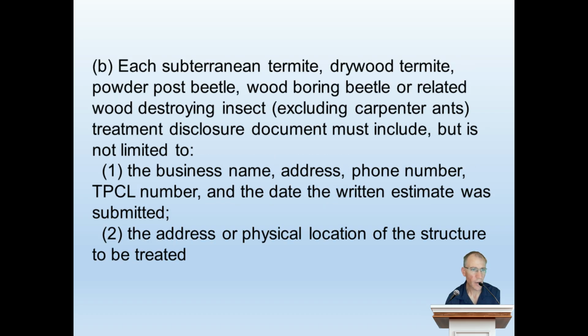B. Each subterranean termite, drywood termite, powder post beetle, wood boring beetle, or related wood-destroying insect, excluding carpenter ants, treatment disclosure document must include, but is not limited to: 1. The business name, address, phone number, TPCL number, and the date the written estimate was submitted. 2. The address or physical location of the structure to be treated.